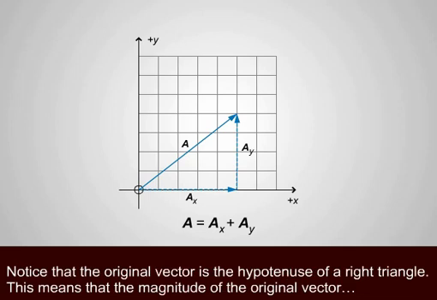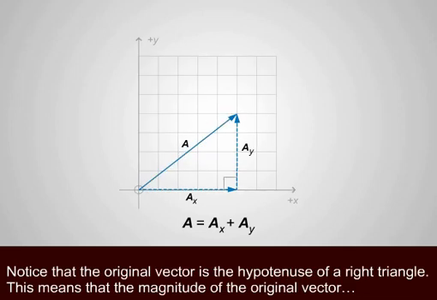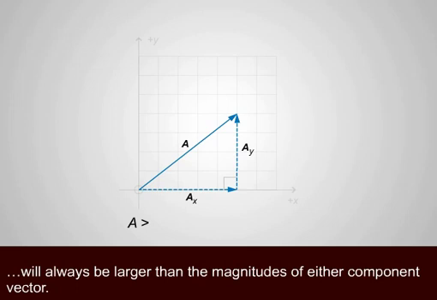Notice that the original vector is the hypotenuse of a right triangle. This means that the magnitude of the original vector will always be larger than the magnitudes of either component vector.